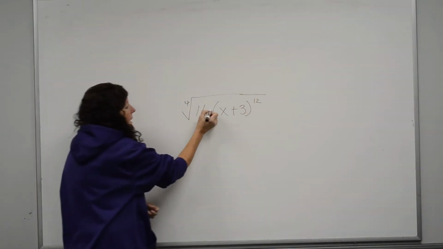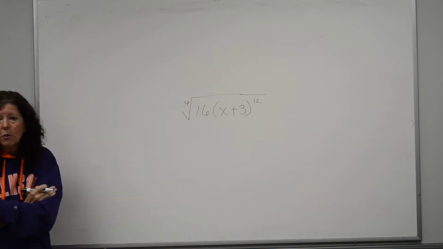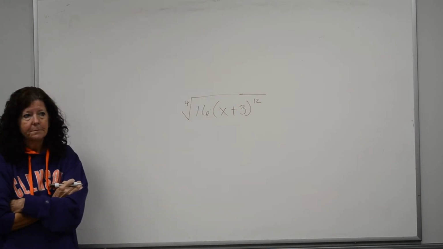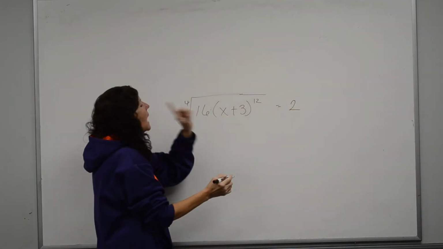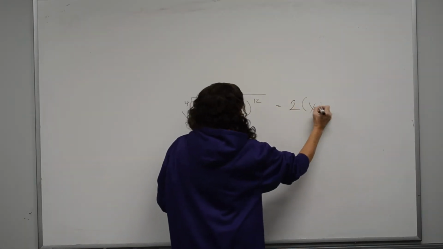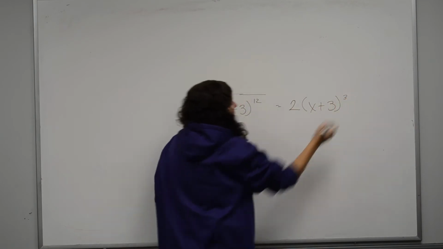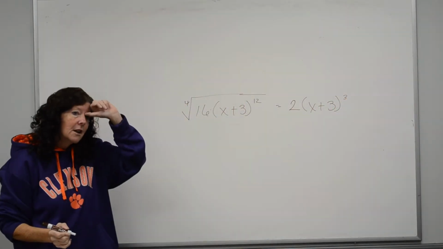These two things are multiplied together, so I have to take the 4th root of each one of them. That was 2 times the 4th root of 16, plus 3 to the 3rd. Okay, x plus 3 to the third power. Girls, are you getting that? Are you understanding it? You're not, okay.